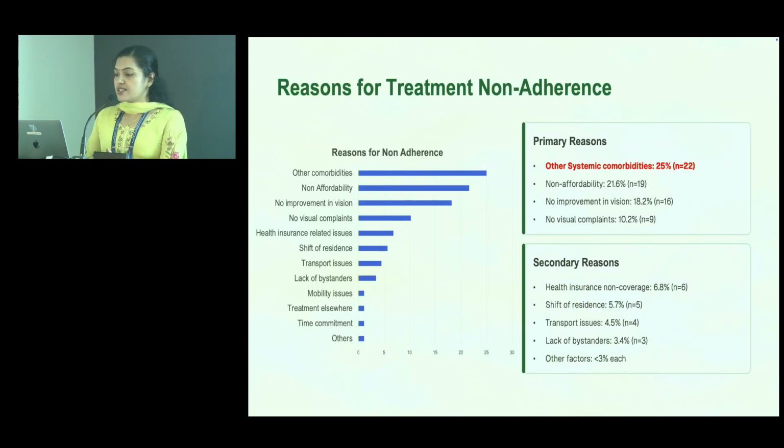And the major reasons came out to be other systemic comorbidities, which accounted for around 25%, closely followed by non-affordability accounting to 21.6%, and no improvement in vision accounting to 18.2%. No visual complaints also came out to be a main reason, accounting for around 10.2%. And other secondary reasons included health insurance related issues, the shift of residence of the patients or lack of bystanders, transport issues, etc.